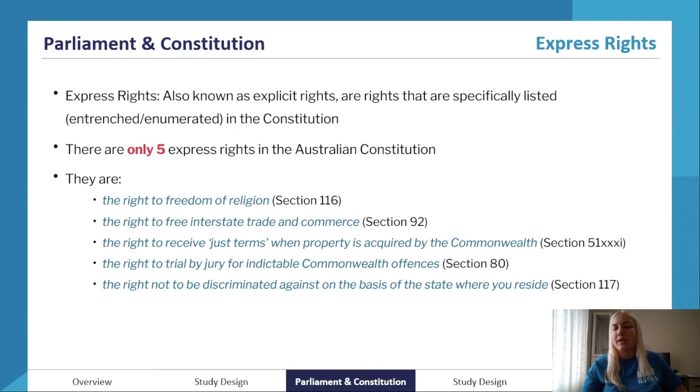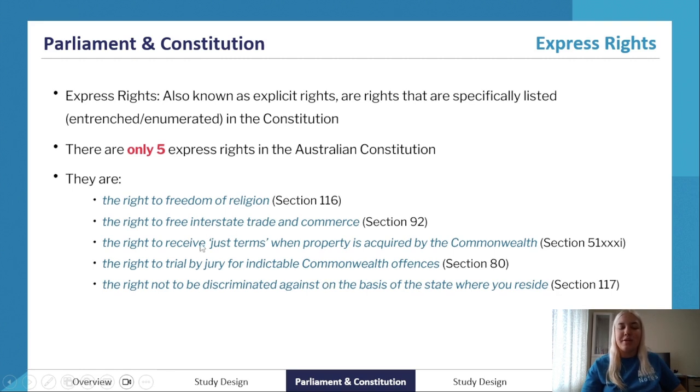There's also the right to receive just terms when property is acquired by the Commonwealth, which comes under Section 51, subsection 31. Again, a flaw with this is that this express right is only federal level. So states could do anything they want, technically. This one is quite limited because this basically gives Commonwealth the right to attain your property if they need it. So if they need to build something for whatever reason, they could take your house from you or your business. However, it means that you must receive just terms.